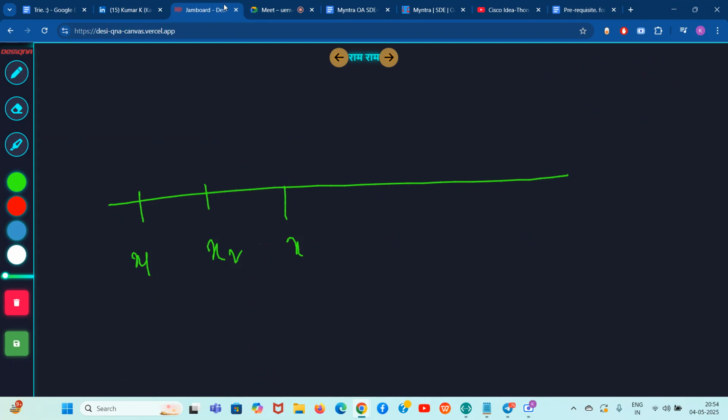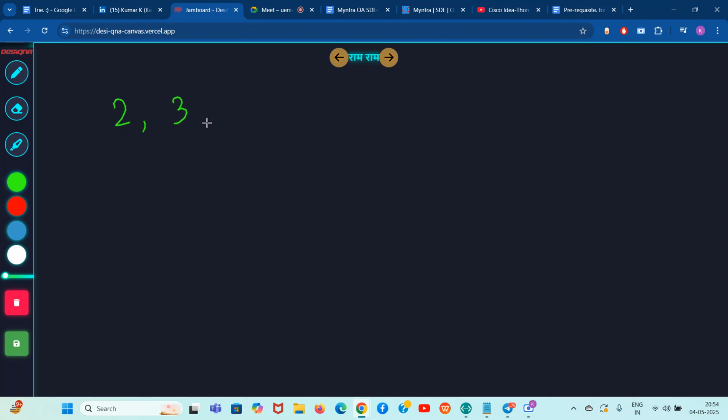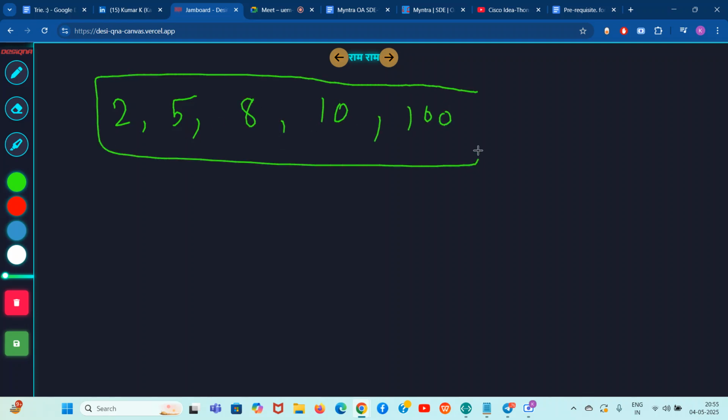So just assume that you are given the coordinates now. Let's assume you are given some lovely coordinates. Let's assume you are given these coordinates. This is your array, guys, array B or array A. Index 1 2 3 4 5.